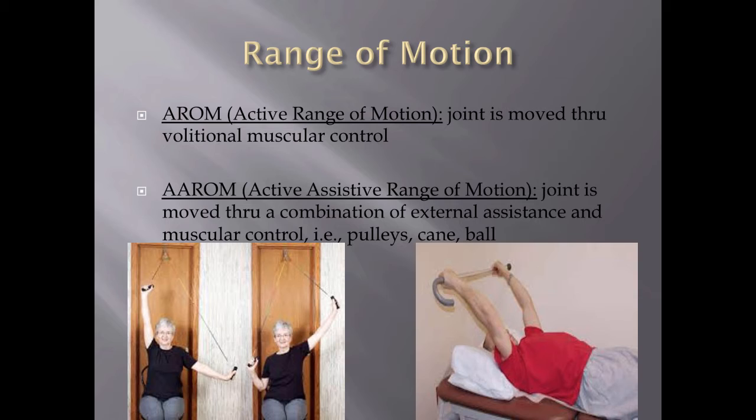So let's talk about different types of range of motion. First is active range of motion, where you're just raising a body part. You're moving through a range of motion volitionally using your muscle.